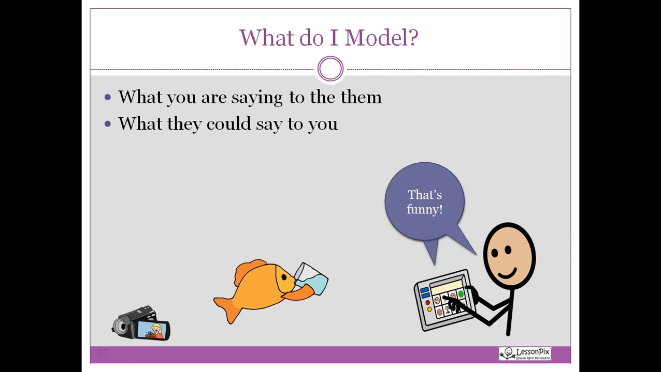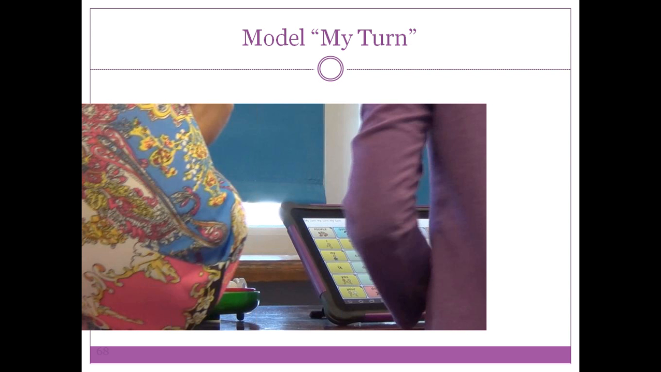So what kinds of things do you model on a device? What you are saying to them, and also you can model what they could say. If they're watching a movie and there's a fish drinking water, pretty silly, that's funny. Something you could model with it. Here is her modeling for the student to say, my turn.